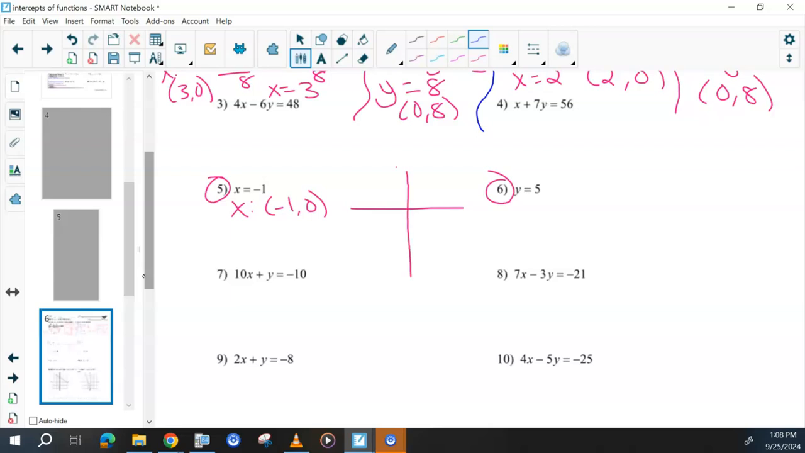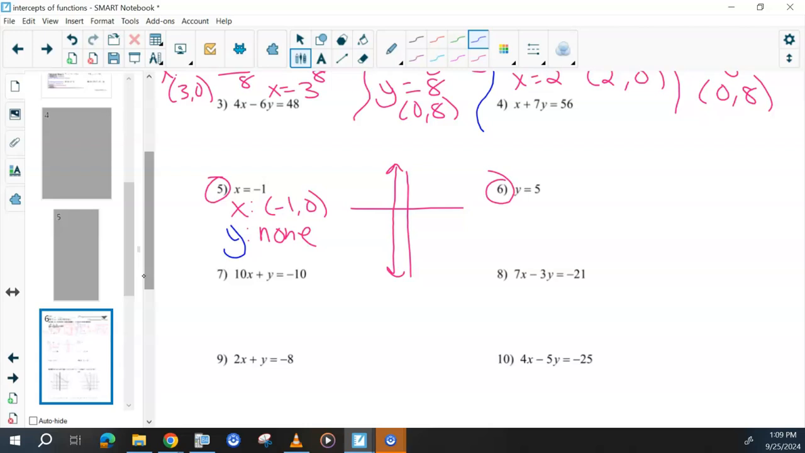So this would be a vertical line at -1. Is this ever going to cross the y-axis? Would this line cross the y-axis? No. So the y-intercept is going to be none. For an answer, doesn't exist. Not 0. Don't put 0, because that would mean it crosses at 0.